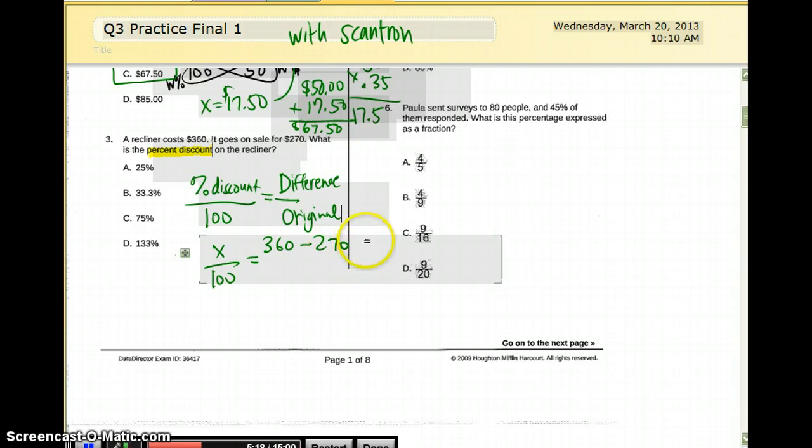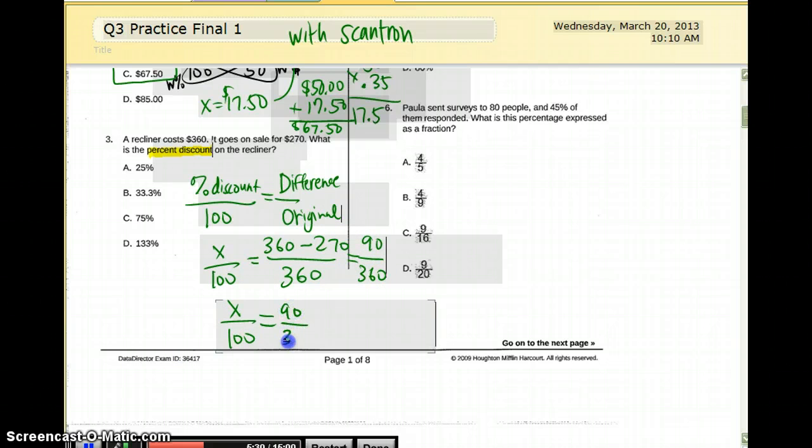And that would give me $90 as the difference. It's going to be out of the original, which was $360. Okay, so formally my proportion is X over 100 equals 90 over 360. I'm going to get rid of these zeros and simplify this fraction, which is going to be 1/4.